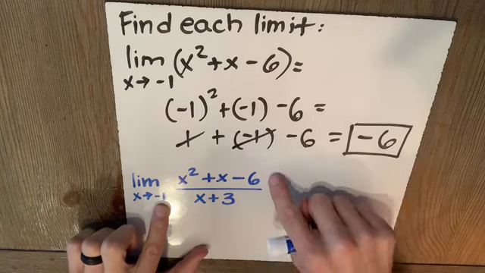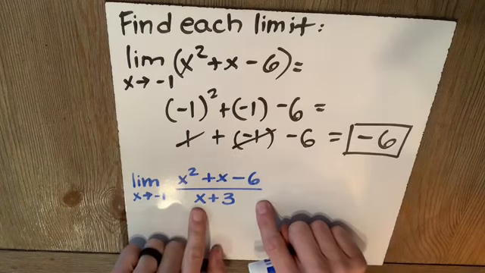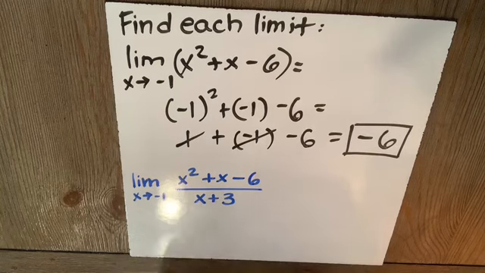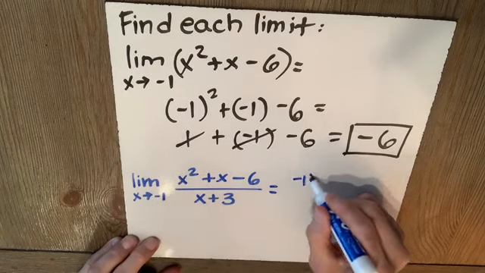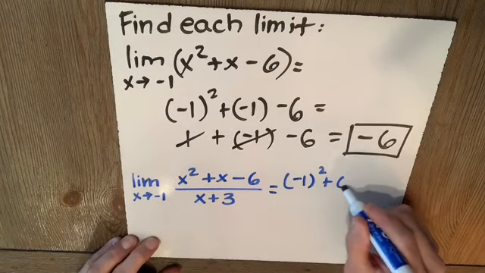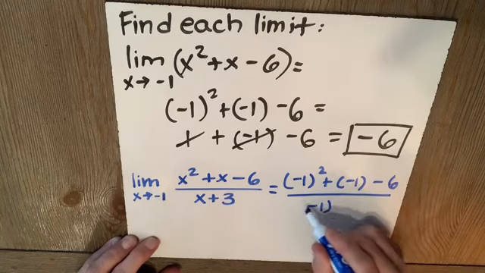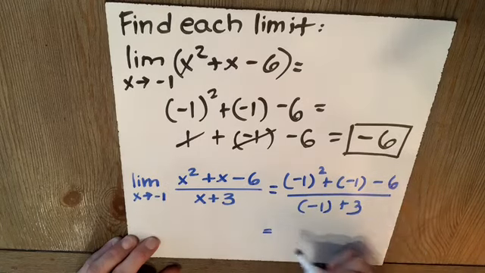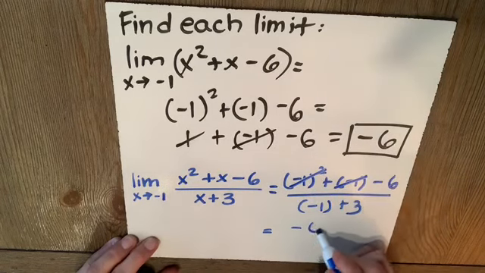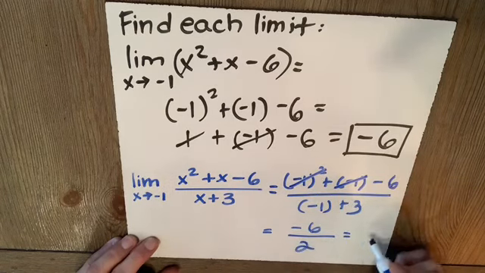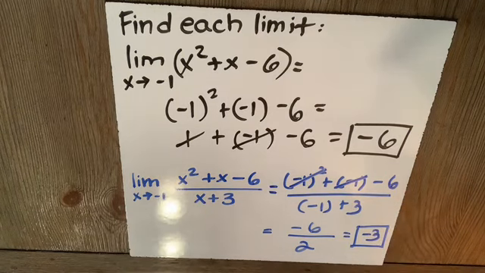Here I have a rational function, p of x over q of x, where if I do direct substitution, I don't get 0 in the denominator. So I can use direct substitution here. Negative 1 squared plus negative 1 minus 6, divided by negative 1 plus 3, gives us, again, 1 minus 1. These will cancel to give us negative 6 over 2, which is negative 3. And that is my limit.